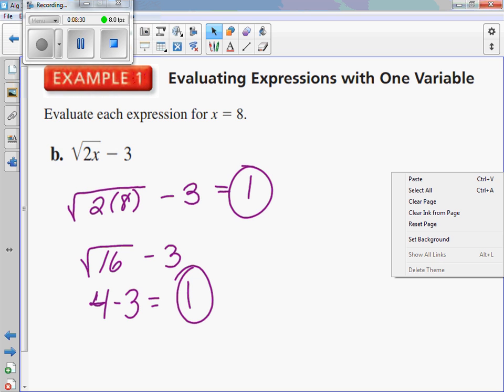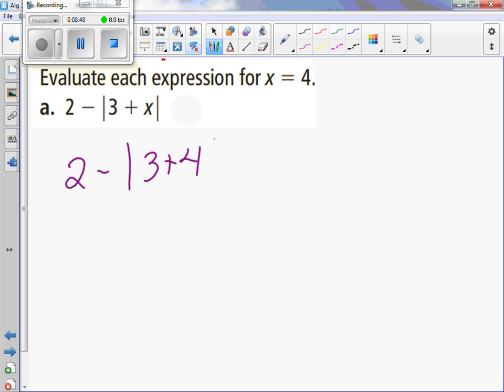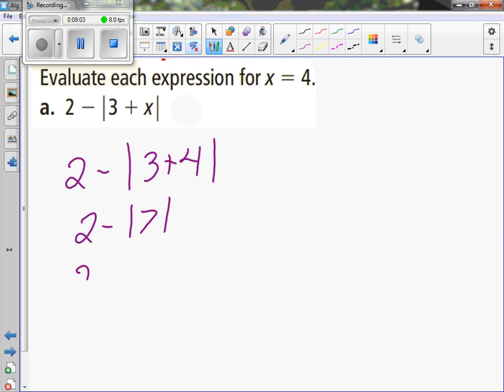You ready for the next one? So we have 2 minus the absolute value of 3 plus x, and x is 4. So here we have 2 minus the absolute value of 3 plus 4. So unfortunately, we can't do absolute values in these calculators here, so we have to simplify it first. So what is 3 plus 4? 7. So we have the absolute value of 7. So what is the absolute value of 7? It's just 7, isn't it? And then what do we do last?